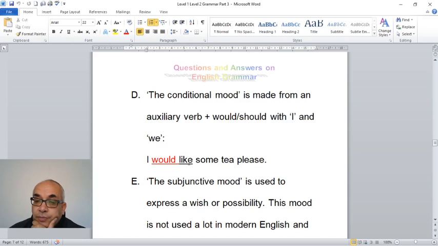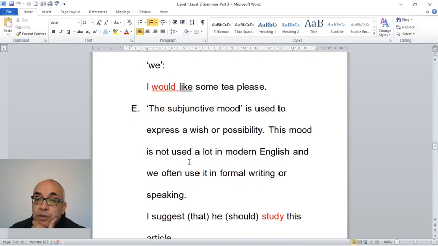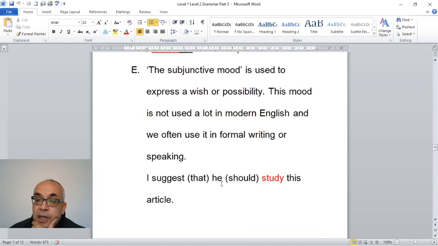The subjunctive mood is used to express a wish or possibility. This mood is not used a lot in modern English, and we often use it in formal writing or speaking. So I suggest that he should study this article. Now, I put that between brackets and I put should between brackets. This means you can delete that and you can delete should if you want. So you can say, I suggest he study this article. He study is correct English. And this is what we call the subjunctive mood.